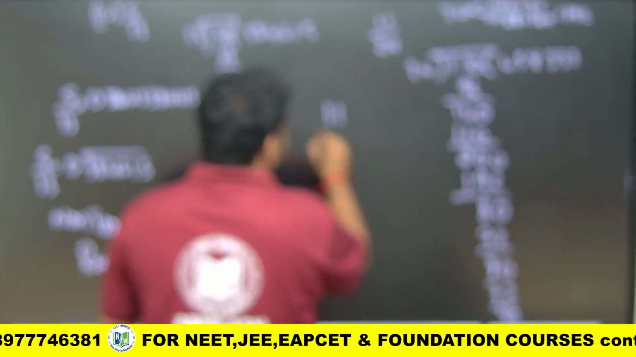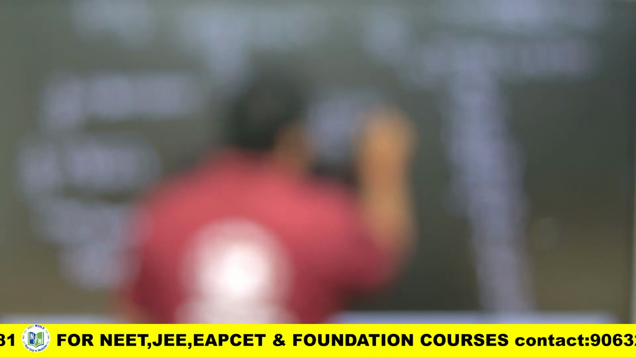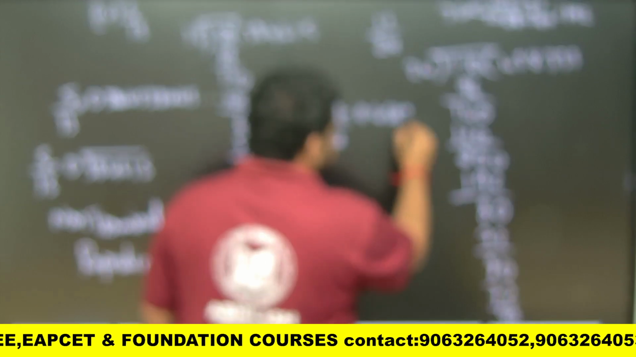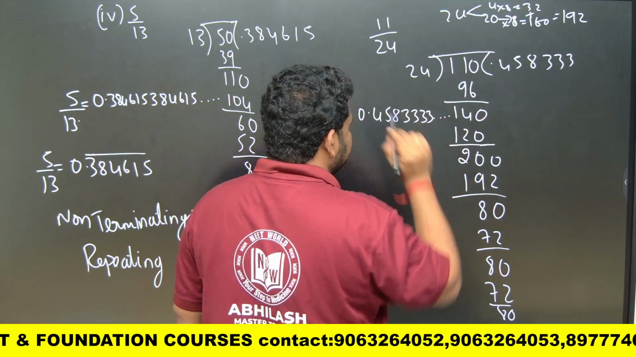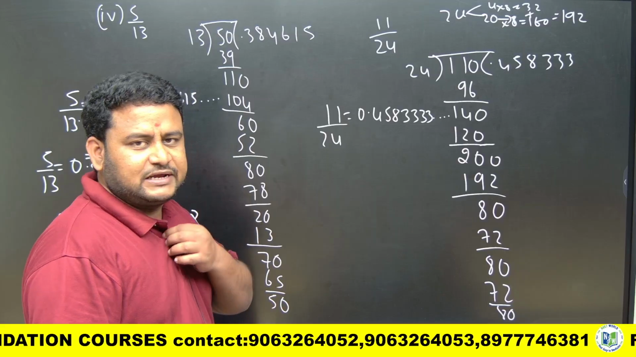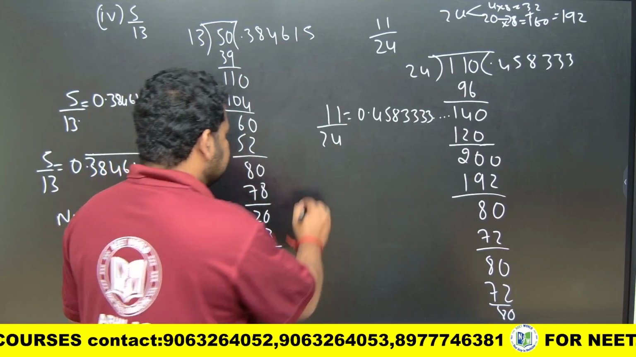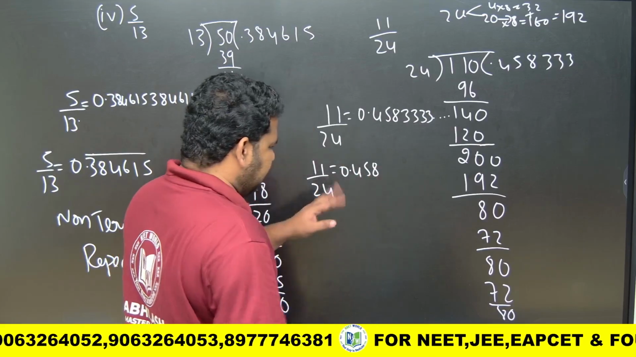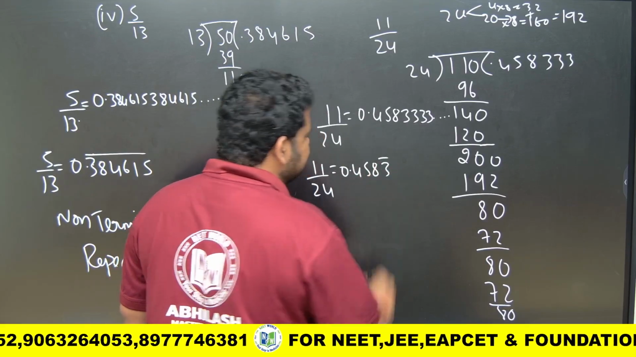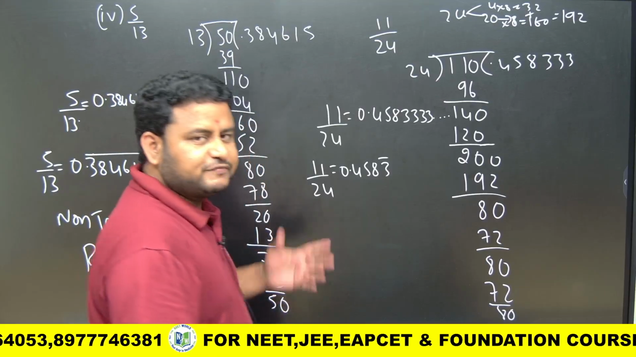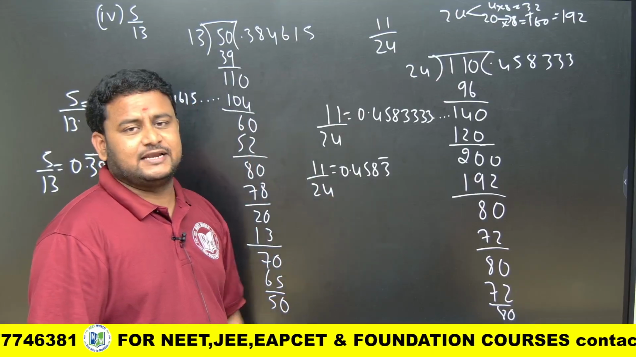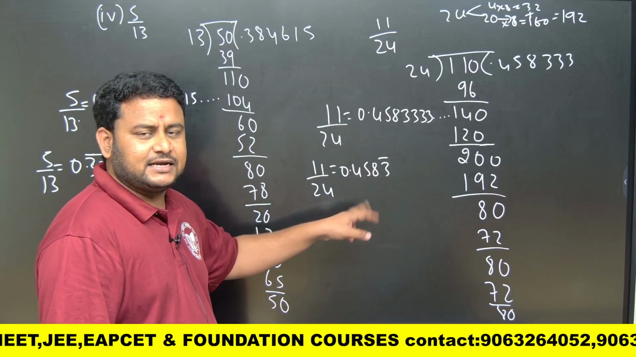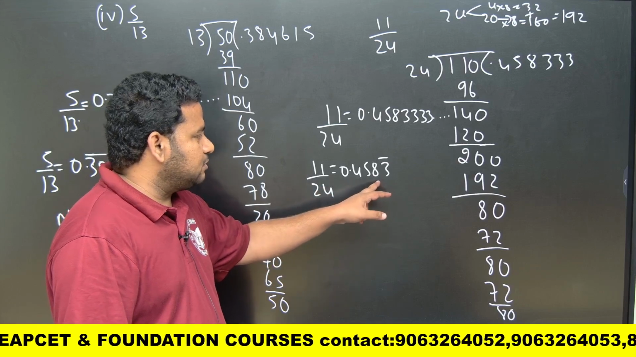So what do I get, friends? 11 by 24 is equal to 0.458, and 3 is repeating again and again. So the answer is 0.458, and on top of the 3 I should write the bar. Why? Only 3 is repeating again and again, not everything. Only the number that is repeating gets the bar. So this is 3 bar.